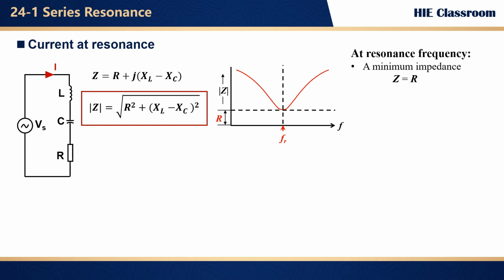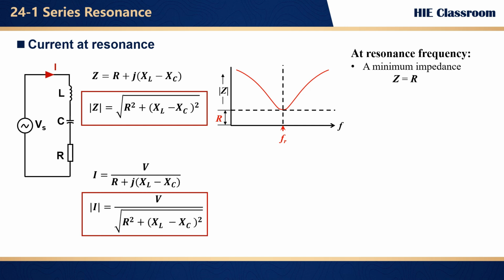Now let's talk about the current. How many electrons are actually flowing through these circuits? The current depends on the voltage divided by the impedance, and we've got a formula for that. I equals V over (R plus j times (XL minus XC)). Again, we have an imaginary part here, so we need to evaluate the amplitude of the current. We can write the absolute value of I equals V divided by the square root of R squared plus (XL minus XC) squared. Here we go.